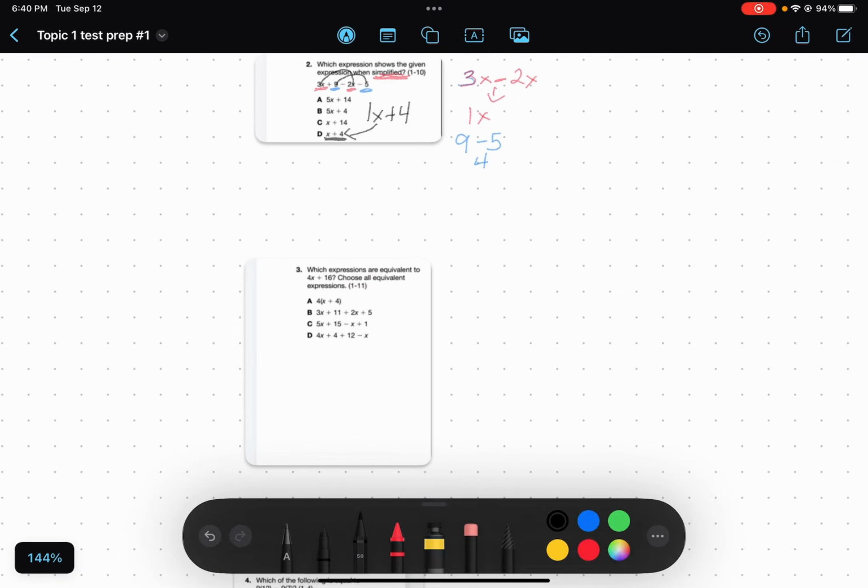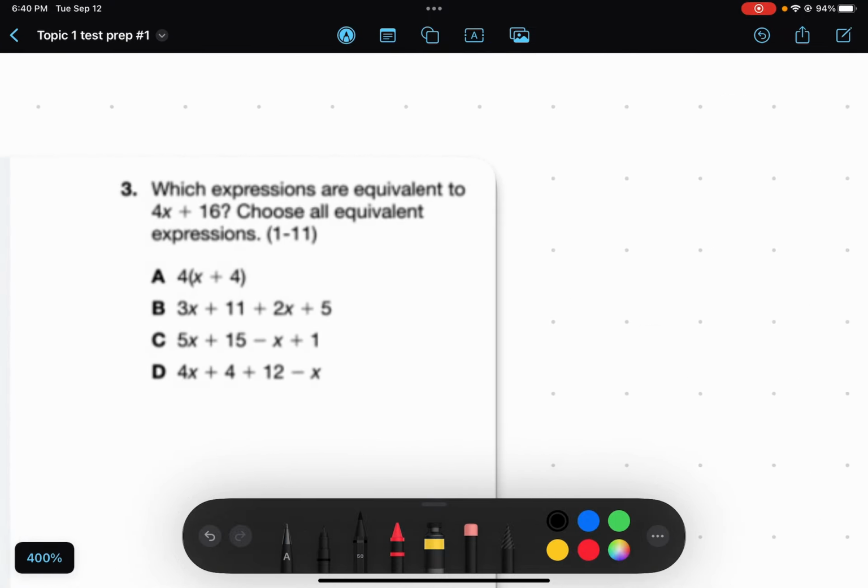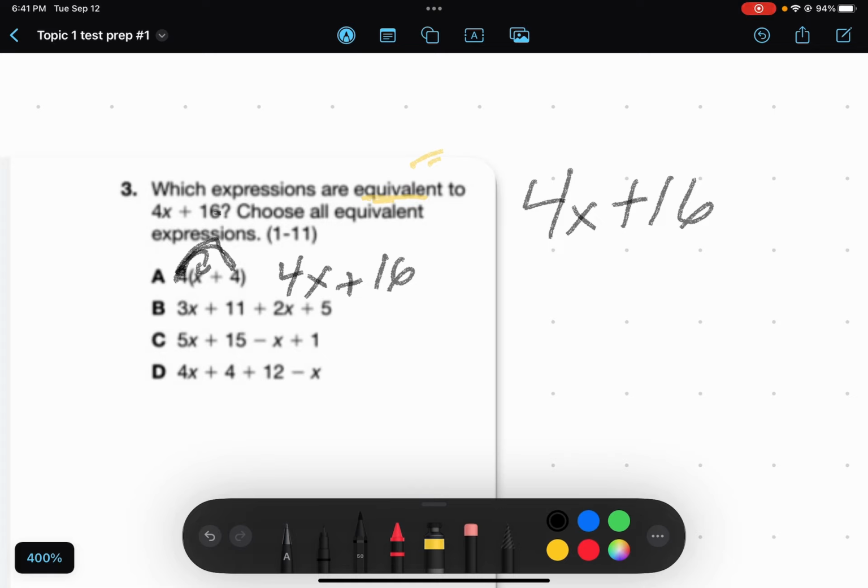All right, going on to number 3, which expression is equivalent, so equal or the same, to 4x plus 16? So you need to go through and think, what's another way I can say 4x plus 16? So this one, if we did the distributive property, it would be 4 times 4, which would be 16. So that would be it. But since it's my first one, I'm going to keep going just to double check.